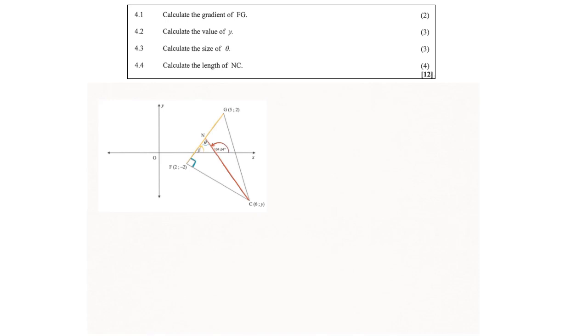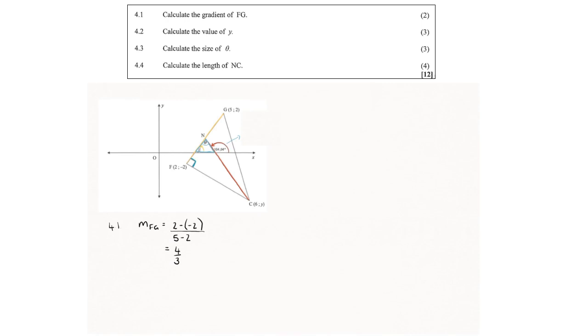Now let's look at the first question here. They ask us to calculate the gradient of FG. The coordinates of both F and G are given, so we can use the gradient formula to determine the gradient. So we say that the gradient of FG is equal to 2 minus -2, that's the difference in the y coordinates, and then we divide that by 5 minus 2, the difference in the x coordinates.